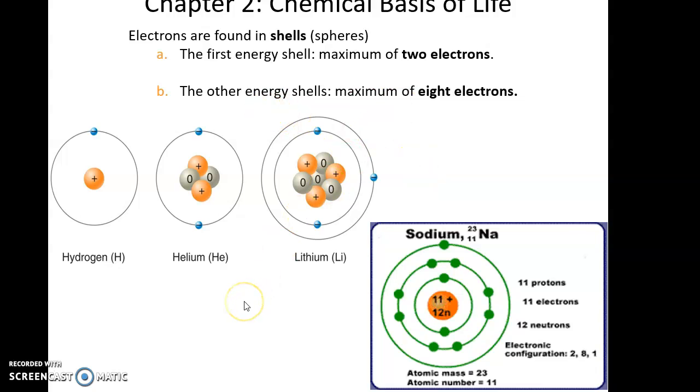All of the other energy shells hold a maximum of 8 electrons. At least that's how we're going to deal with it for this course. So that means lithium has 1, and then we can go all the way up to sodium here. Sodium has 8 in its second energy shell, and then it has 1 additional electron, so that additional electron, number 11, is in the third energy shell. So again, 2 in the first energy shell, 8 in all of the other energy shells.